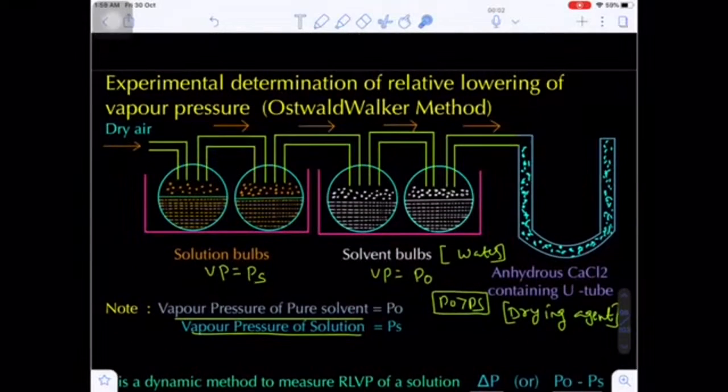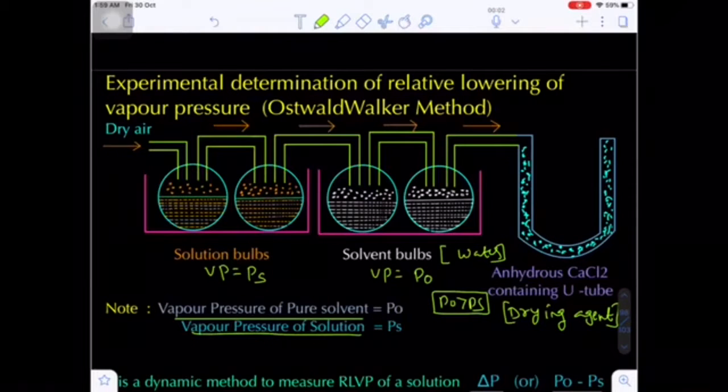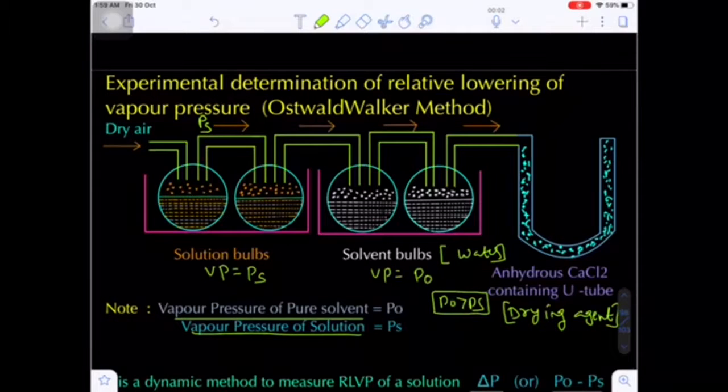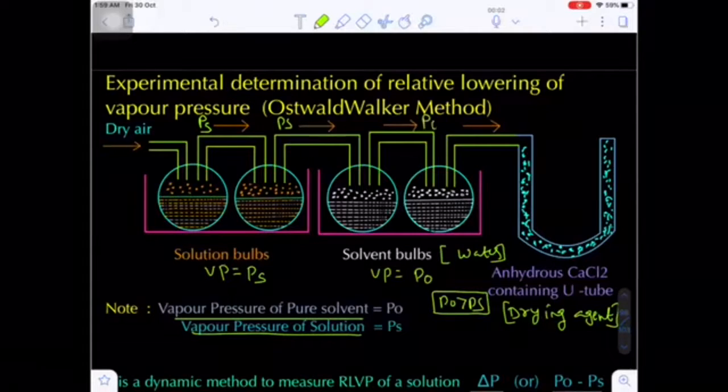Now here you see, first of all, when dry air is passing through the solution bulb, how much vapor pressure is captured by the dry air? PS. Are you getting my point? Now this is the PS. Now after passing the dry air along with the vapor of a solution into the solvent bulb, what will be the vapor pressure of a solvent bulb? P0. Now tell me, out of PS and P0, which will be the higher value?